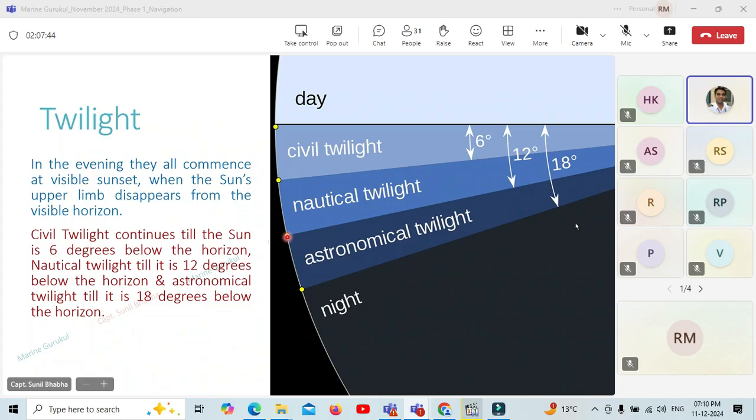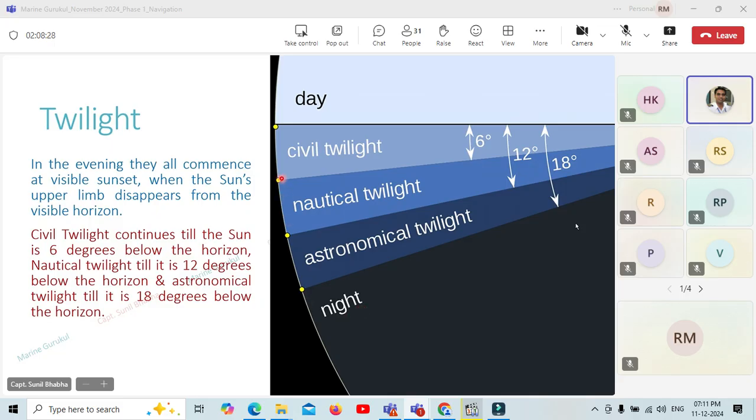Astronomical twilight still continues. The sun also moves down, and when the sun reaches this particular instant, when it is 18 degrees below the horizon, the astronomical twilight ends. So we can clearly see that all the three twilights begin at the time of visible sunset. Civil twilight continues till the sun is 6 degrees below the horizon. Nautical twilight continues till the sun is 12 degrees below the horizon, and astronomical twilight continues till the sun is 18 degrees below the horizon. After 18 degrees, there is no light received from the sun, and we have total darkness or the night.